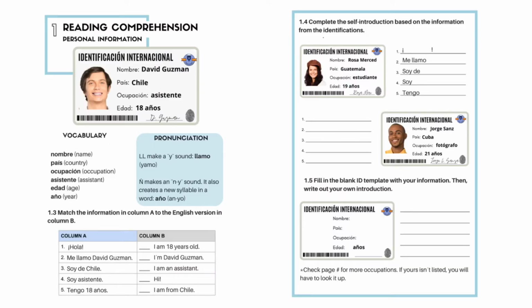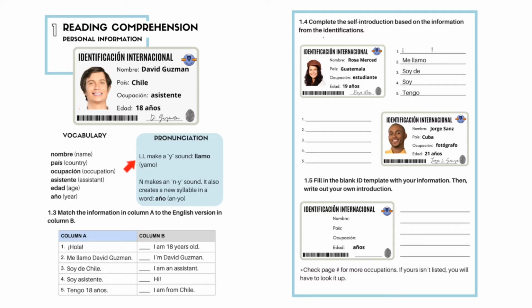For the reading comprehension, we're going to take a look at some IDs and gain information from them that we can use to make self-introductions. The important thing on this page is to note that we're going to continue to see pronunciation notes.